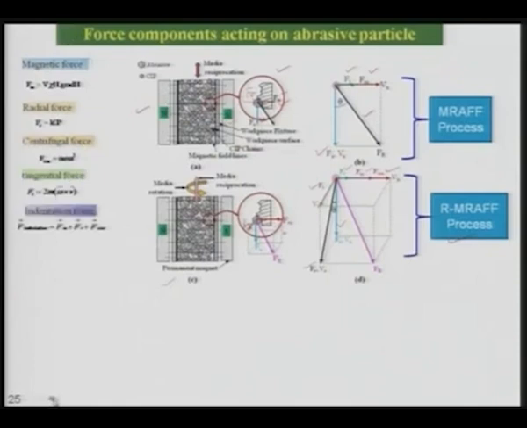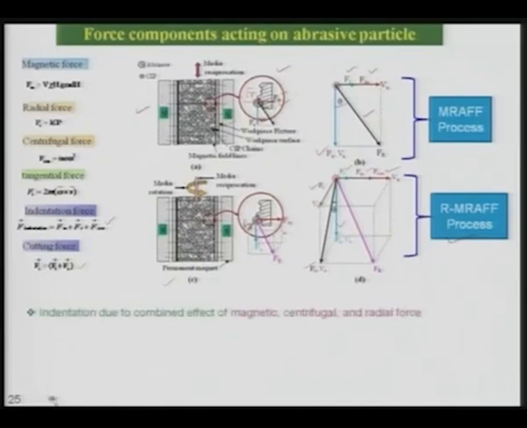Now these are the equations which can be used for evaluation of the radial force, magnetic force, centrifugal force and tangential force. The total force that is responsible for indentation is given here, that is the vectorial sum of Fm, Fr and F centrifugal force. And the cutting force that is responsible for removal of the material, as you can see here, is the vector sum of tangential force and axial force as shown over here.